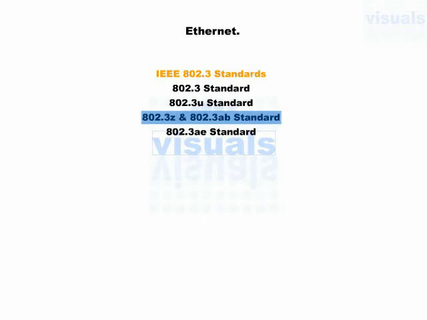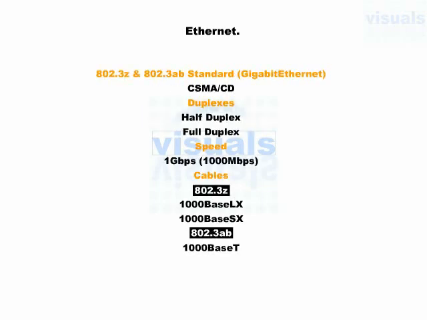Now let's move towards 802.3Z and 802.3AB standard. IEEE 802.3Z standard was published in year 1998, whereas IEEE 802.3AB standard was confirmed in year 1999. Both these standards are also known as Gigabit Ethernet.